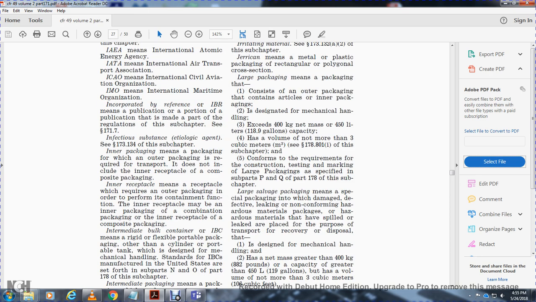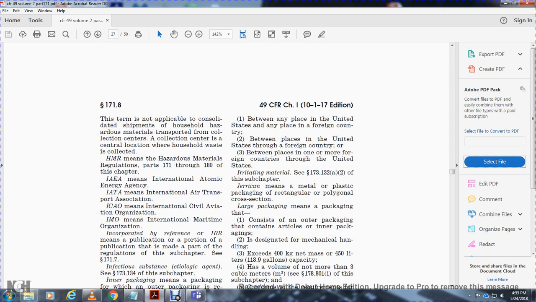International transportation means transportation between any place within the United States and any place in a foreign country, between places in the United States through a foreign country, or between places in one or more foreign countries through the United States.